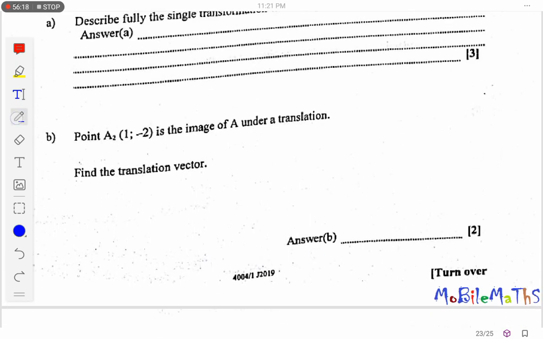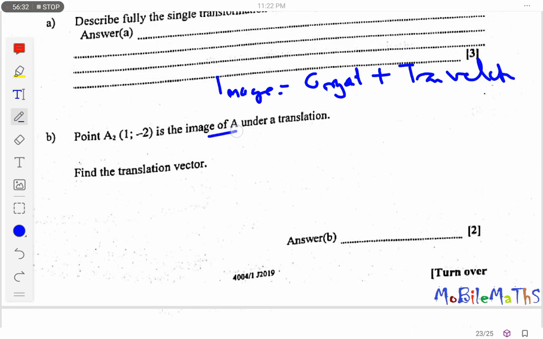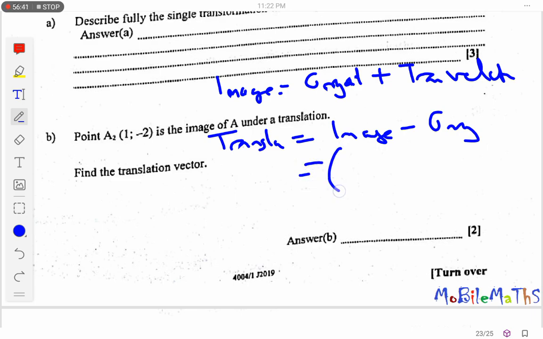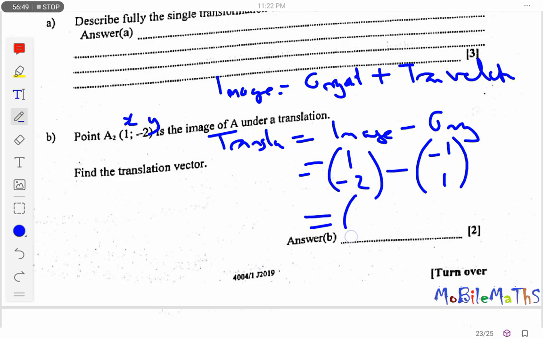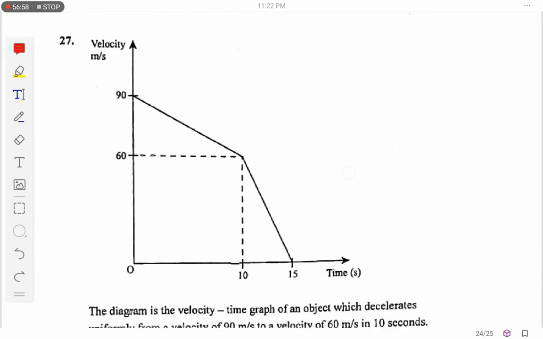Let's use it. So I can say image is equals to original plus translation of vector. Okay, so our translation of vector is going to be image minus original point. So it's going to be 1 minus 2. So this is my x, this is my y. Minus 1 and 1. So 1 minus we get a 2 there. Minus 2 minus we get a -3. So this is the translation vector there. Okay. Oh, we are done.